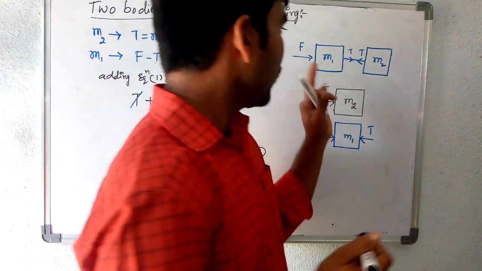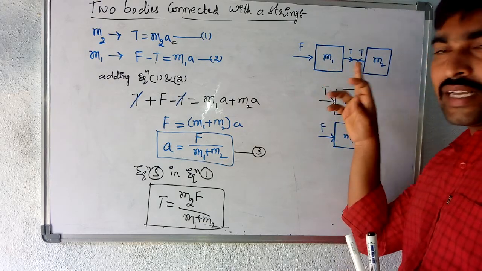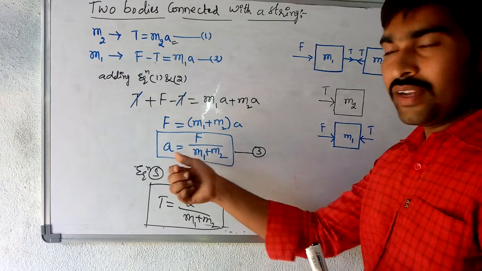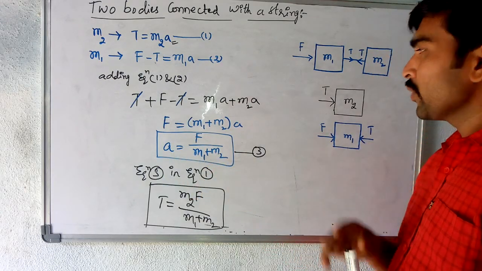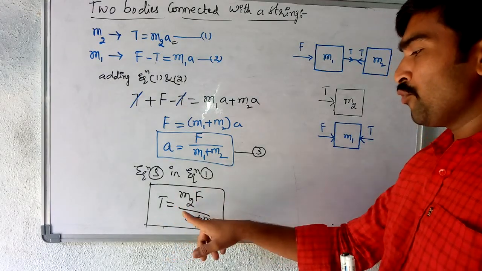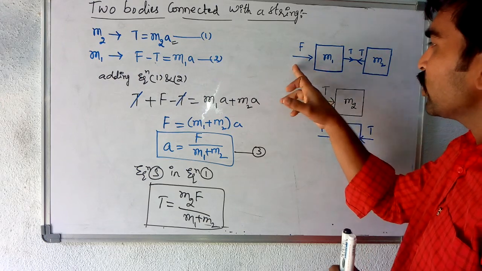When we apply force on M1, what is the acceleration of the given bodies connected with a string? A is equal to F by M1 plus M2. And what is the tensional force? T is equal to M2F by M1 plus M2. So in this case, we are applying the force on M1.